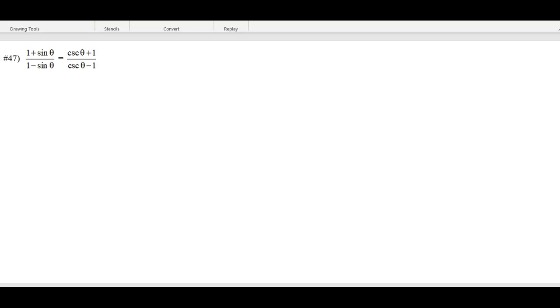You can always choose, I'm going to start with the left side. I'm going to start with the right side. Completely arbitrary. As long as you start with one side, manipulate completely until you get the other side. So, cosecant of theta plus 1 over cosecant of theta minus 1.